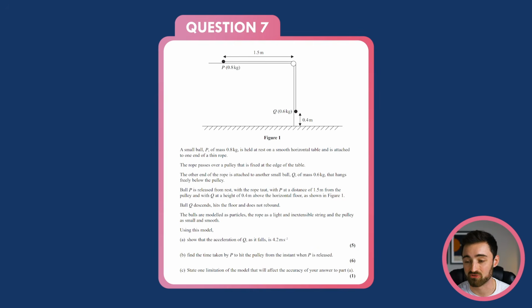Question 2. A small ball P of mass 0.8 is held at rest on a smooth table and is attached to a thin rope. The rope passes over a pulley at the edge of the table. The other end of the rope is attached to Q, mass 0.6, which hangs freely below. P is released from rest. The rope is taut, P is a distance 1.5 from the pulley, Q is at a height of 0.4. Q descends, hits the floor, and does not rebound. The ball and Q are modelled as particles, the rope is light and all that normal stuff. Using this model, show that the acceleration of Q as it falls is 4.2.